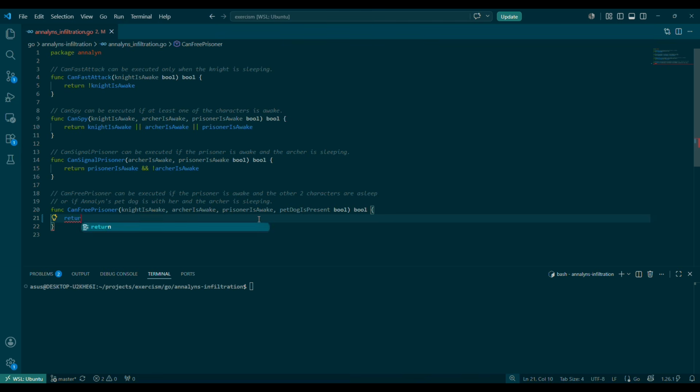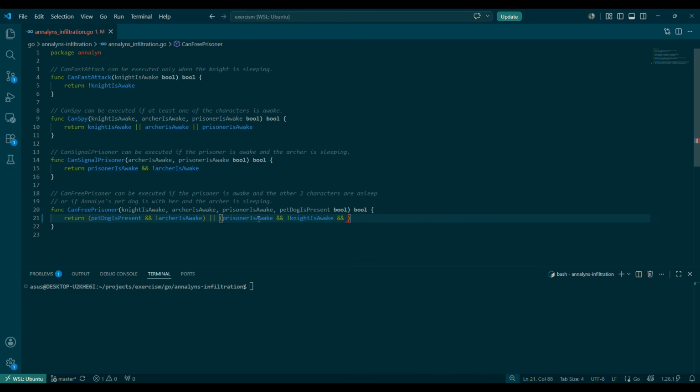Finally, we have can free prisoner. There are 2 different ways Annalyn can free the prisoner. The first way is when her pet dog is present and the archer is sleeping. The second way is when the prisoner is awake, while both the knight and the archer are sleeping. Because there are 2 possible ways, we connect these 2 conditions using or.